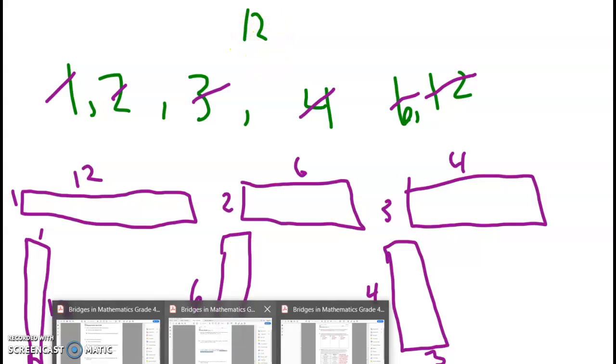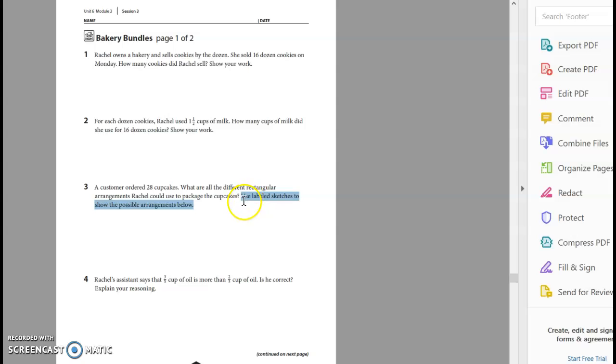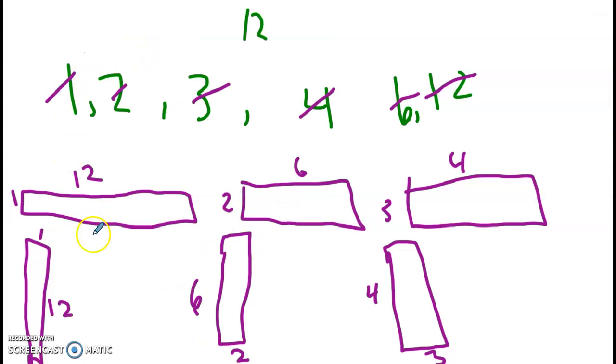You have to arrange 28 cupcakes, but this is how I want to see your answer. So I'm looking for how can I arrange my cupcakes in different boxes, but to do this, you have to find your factor pairs. Okay?